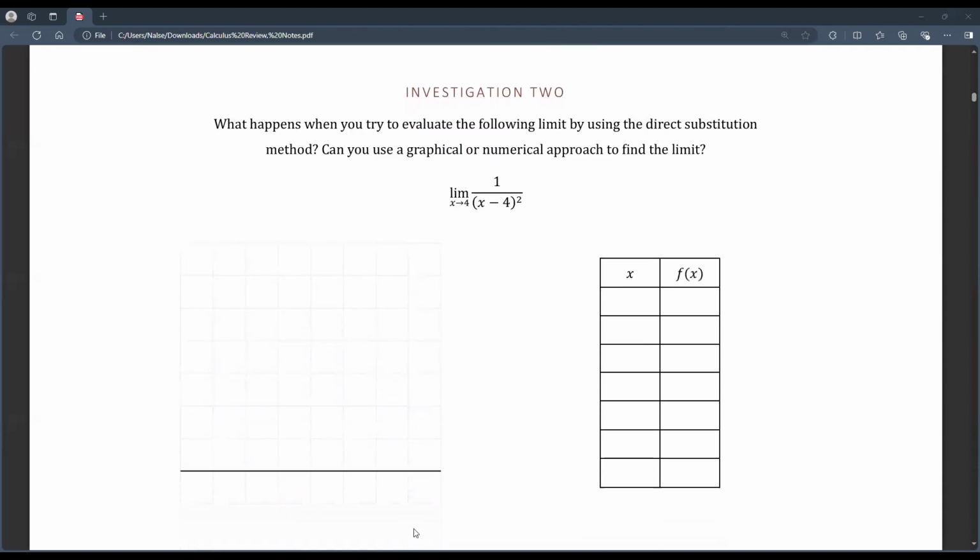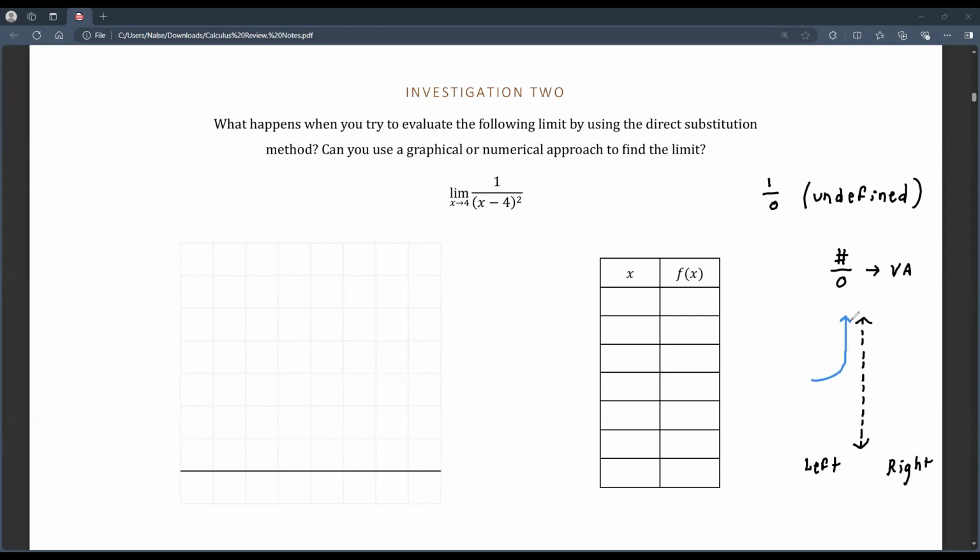Now, what happens when we try to evaluate this limit, where x goes to 4? We get 1 divided by 0, which is undefined, and signals the presence of a vertical asymptote. Remember, that the function can only go up or down on either side of the asymptote, and it is our job to figure out which way the function goes on both the left and the right sides.